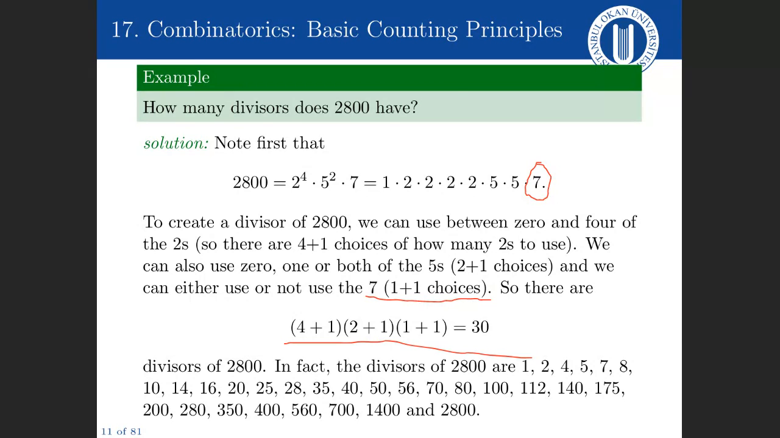Multiply these numbers together and we get 30. The answer is that there are 30 divisors of 2,800. And in fact, we could write these numbers in a list. The divisors of 2,800 are 1, 2, 4, 5, 7, etc.